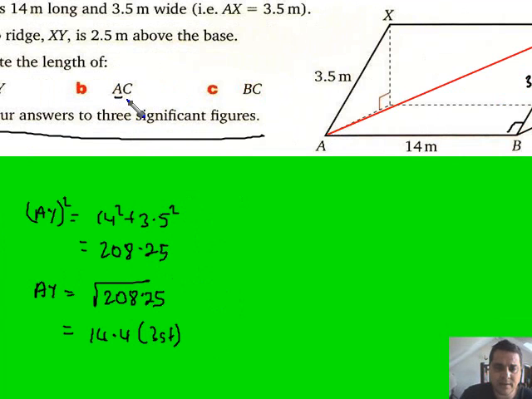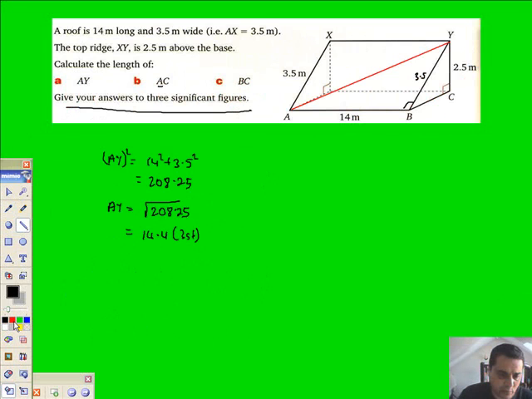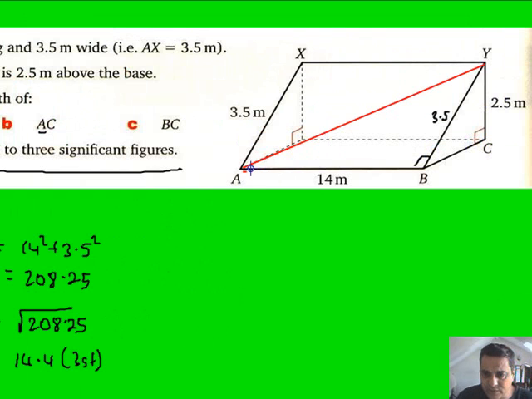Now I've got to work out A to C. Where's A to C? It's another one of these things along the floor, isn't it? A to C. There it is. Oh, very badly drawn. Start again. A to C. Perfectly drawn. Well, it's a hypotenuse. A to B is 14, but I don't know what B to C is, so I've got to work out B to C using the 3.5 and the 2.5 there.